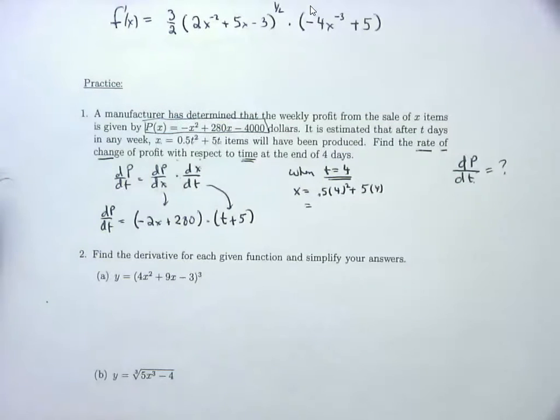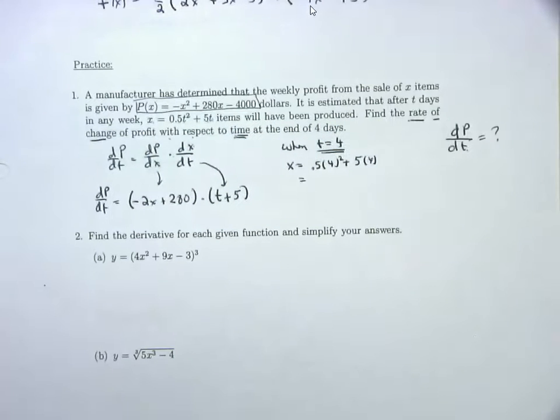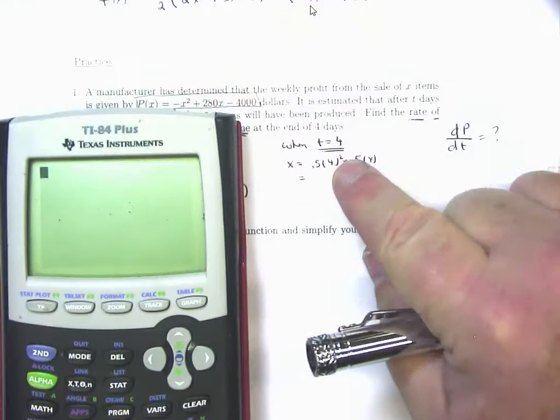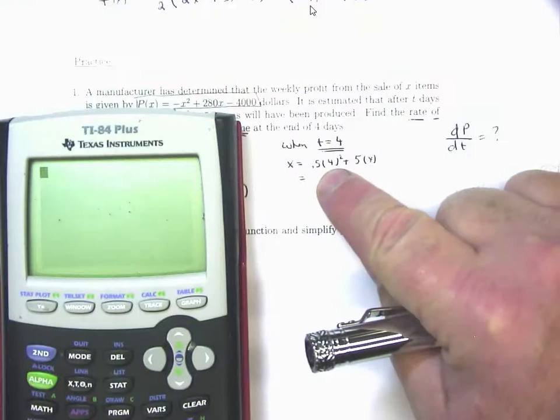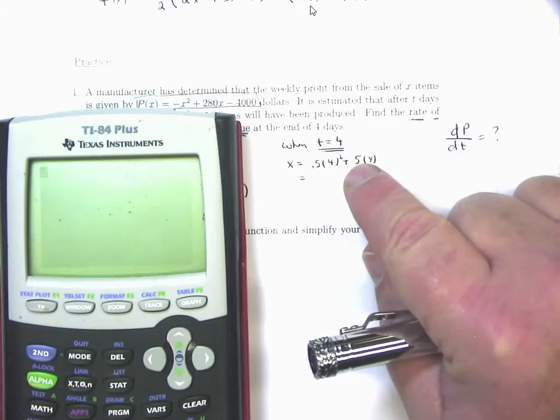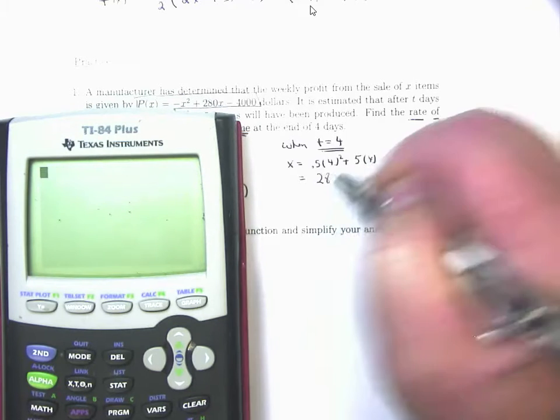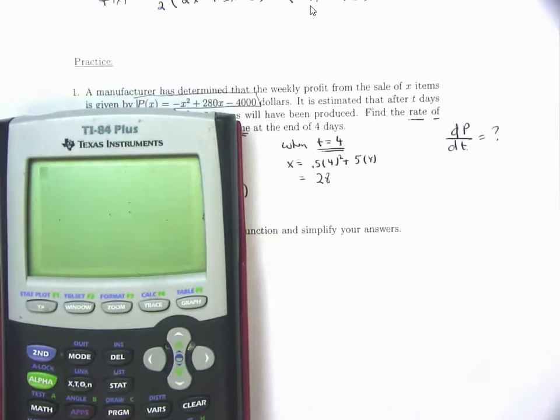Oh, it's time for the handy dandy calculator here. I don't think I need a calculator for this, but I'm going to use it just to make sure I don't screw it up. So here it is. 4 squared is 16 times 0.5. Half of 16 is 8. 5 times 4 is 20. 20 plus 8 is 28. But you never know, so we do have calculators.